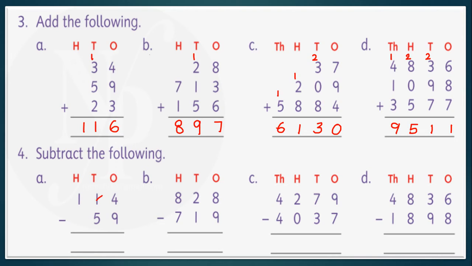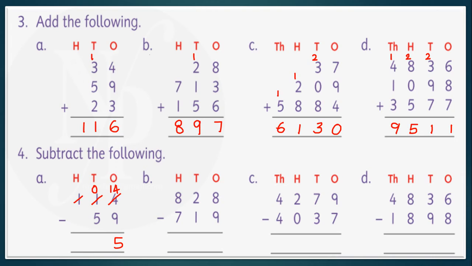So this becomes 0 tens since we are borrowing it to the ones place. So now this 4 becomes 14 after regrouping. Subtract now 9 from 14. So you will get 5. Difference will be 5. Now we need to subtract 5 from 0, which is not possible.